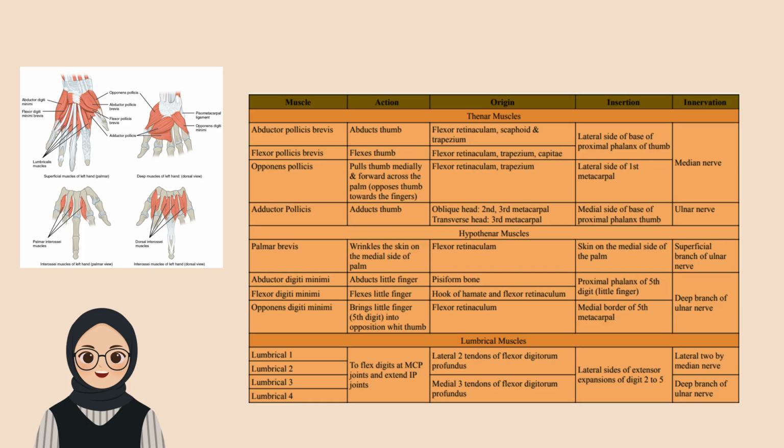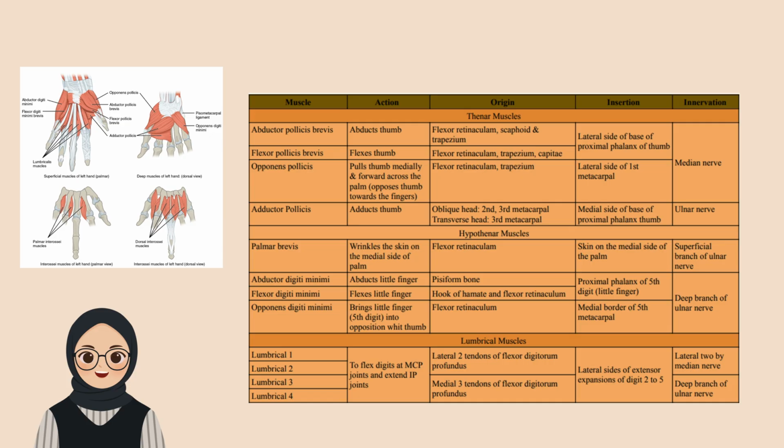And then abductor digiti minimi. The action is abduct little finger. The origin is pisiform bone. The insertion is proximal phalanx of fifth digit or little finger. Innervation is the deep branch of ulnar nerve.